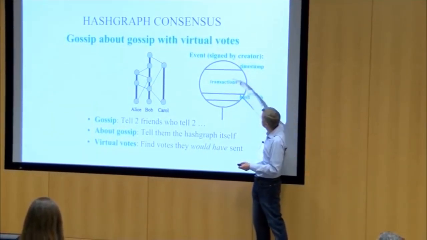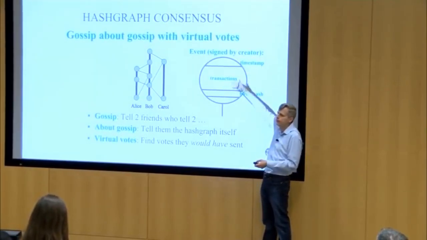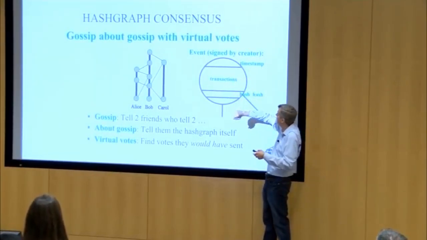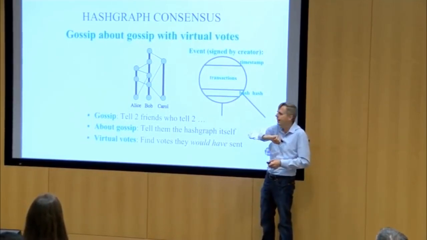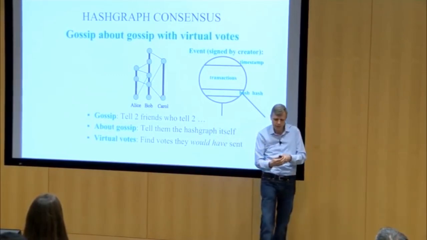So these top 3 levels are the bare minimum that you'd have to have just to have distributed object stores that everybody knows the same data. And these last 2 are the extra overhead for gossip about gossip to get a hash graph. And then for the virtual voting, you send 0.